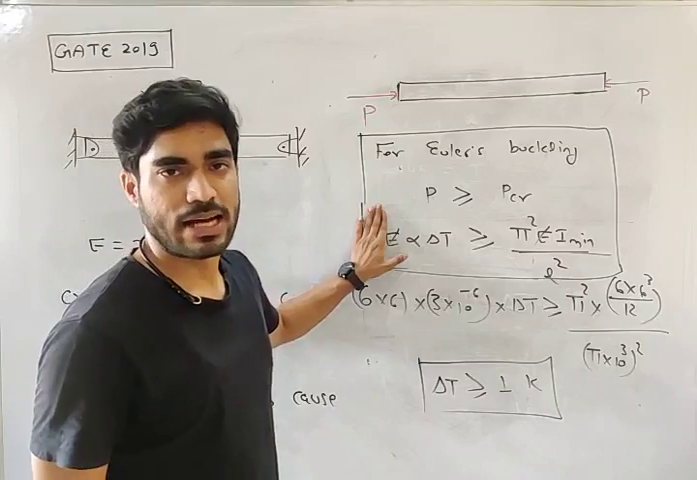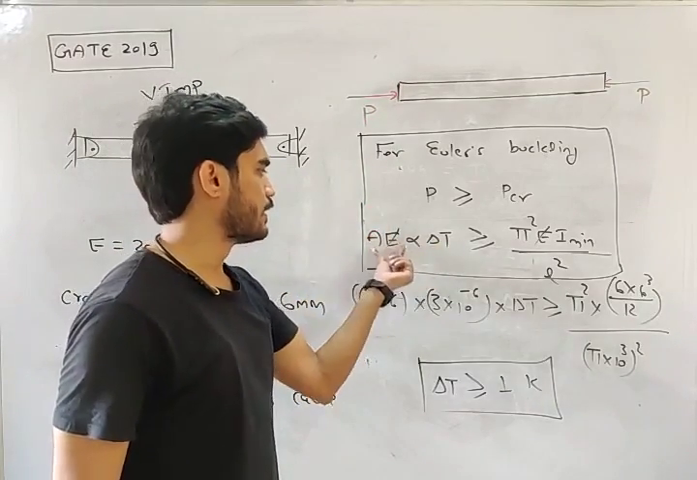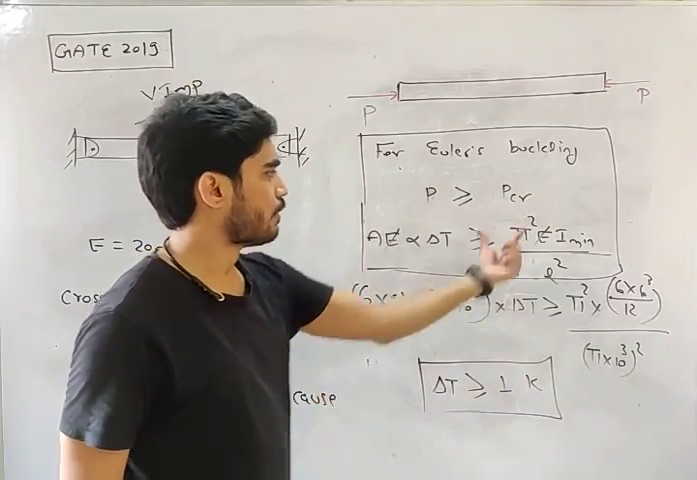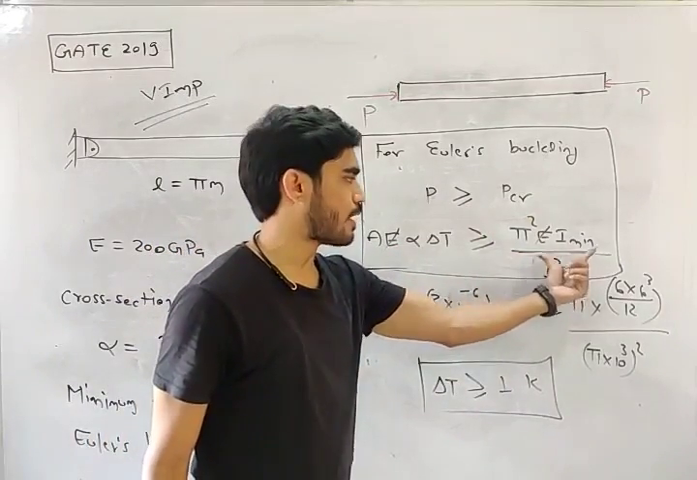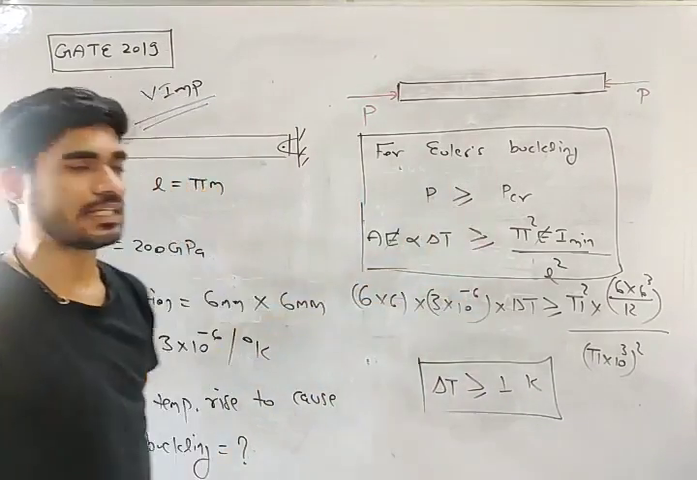E alpha delta T. And stress is load upon area. So what will be the thermal load? Thermal stress into area: A E alpha delta T. P critical we already know: pi square EI by L square. So if you solve this equation, you will get the value of delta T.